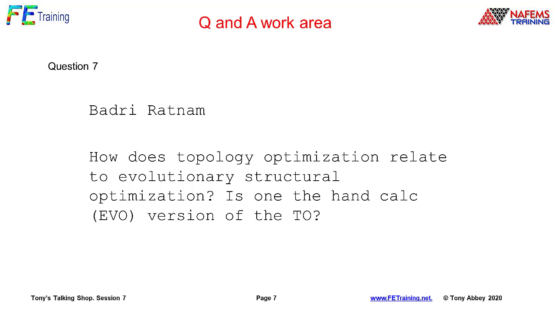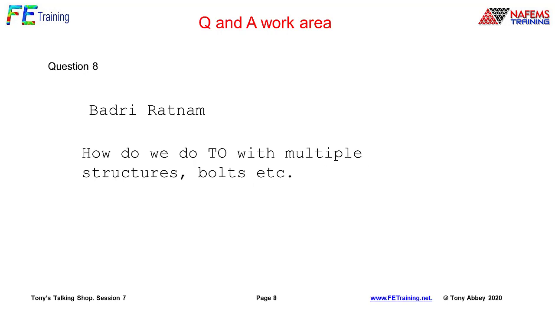Then there are the SIMP methods and the level set methods. There might be other methods out there, but those are three classifications I've come across. So they are all different approaches to topology optimization. I describe topology optimization as kind of the engine behind generative design, but there are different ways of doing topology optimization. Badri also asks, how do we do topology optimization with multiple structures, bolts, and so on?